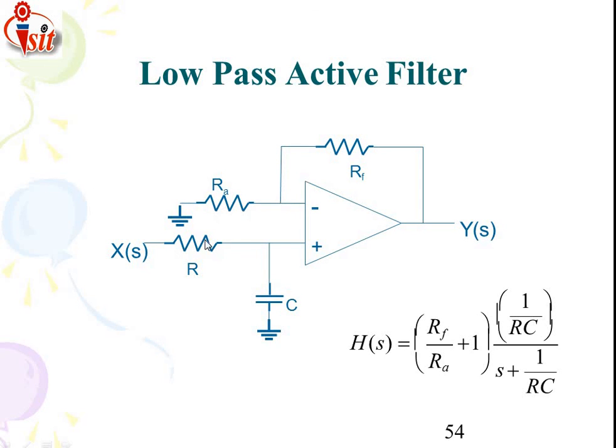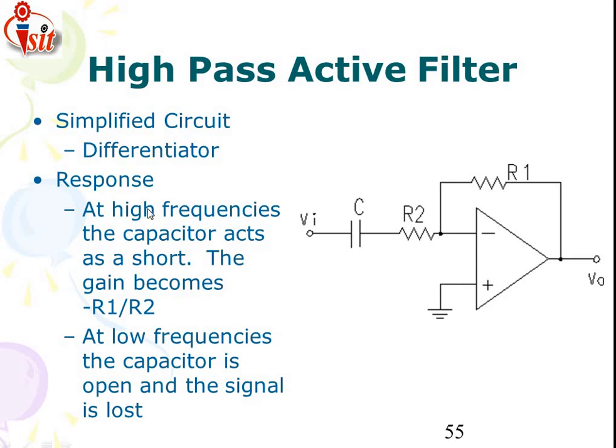Here we are connecting the low pass filter to the non-inverting terminal of the op-amp. For that purpose, the gain factor is 1 plus Rf divided by Ra. That means the feedback resistance divided by the input resistance value.